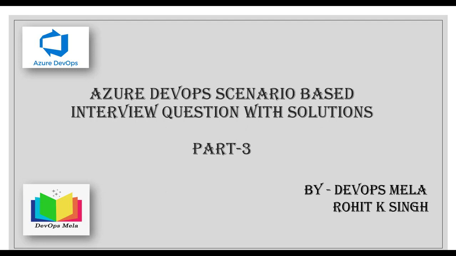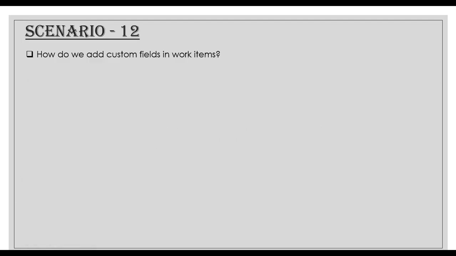Okay. Now let's start with this Azure DevOps part 3. A new set of questions. Let's see what exactly we have. The first question is, how do we add custom fields in work item?